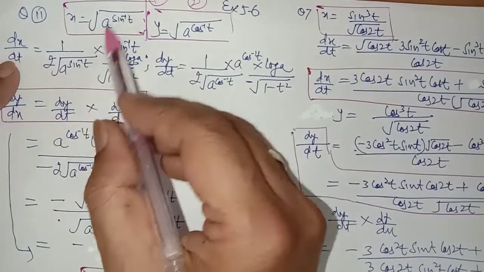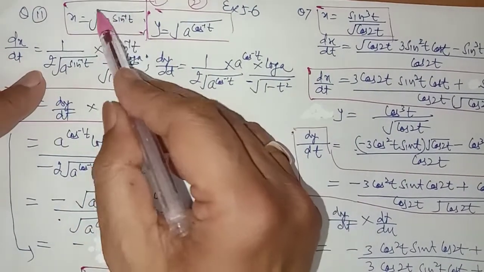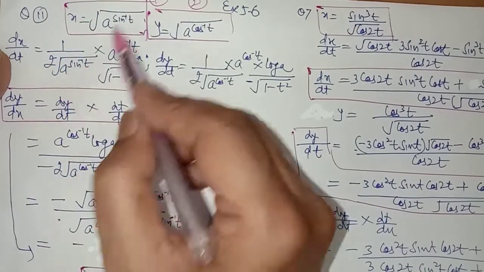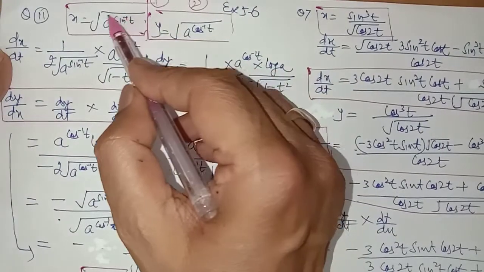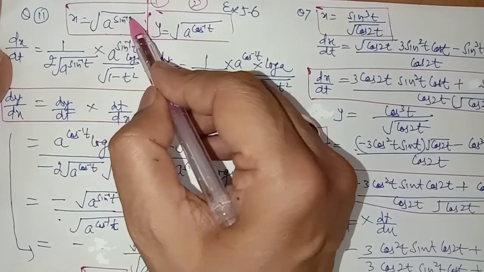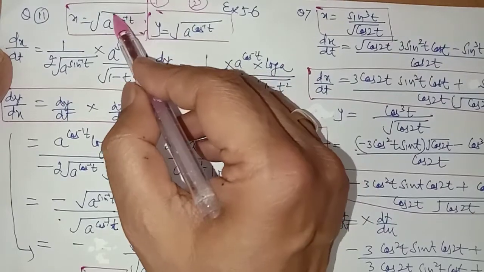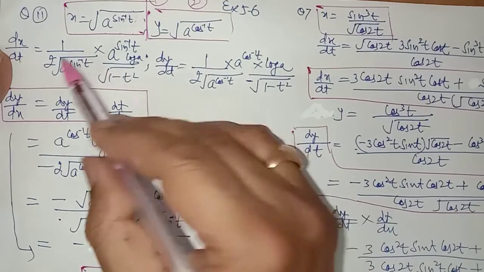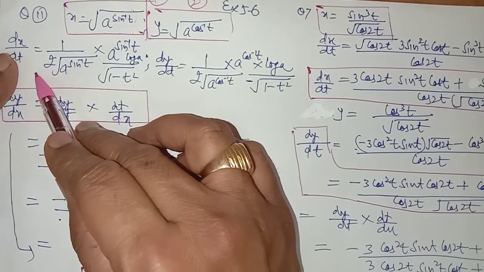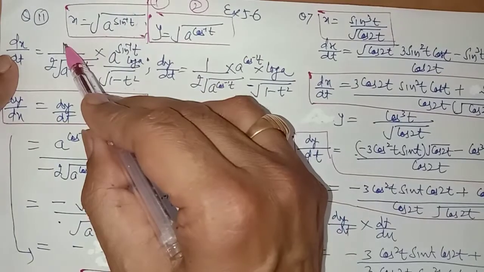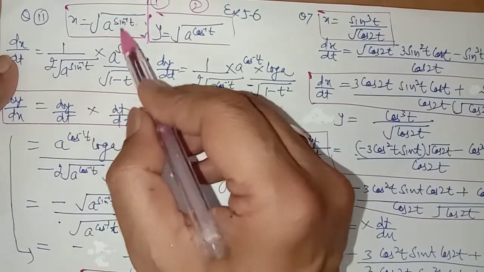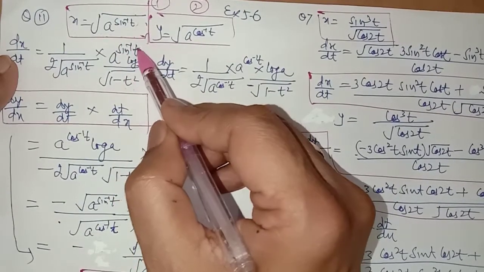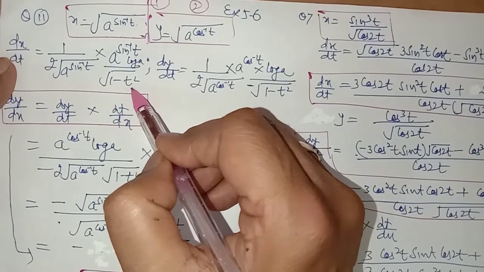So the derivative of this, dx upon dt. First of all you have to differentiate the root. The derivative of root is 1 upon 2 root x. X is a raised to power sin inverse t. Now the differentiation of a raised to power sin inverse t: the derivative of a raised to power x is a raised to power x log a, and multiply by the derivative of sin inverse t, which is 1 upon under root 1 minus t square. This is the dx upon dt. I am explaining it again. First of all differentiate the square root whose derivative is 1 upon 2 root x, and a raised to power x derivative is a raised to power x log a, multiply by the derivative of sin inverse t, which is 1 upon under root 1 minus t square.